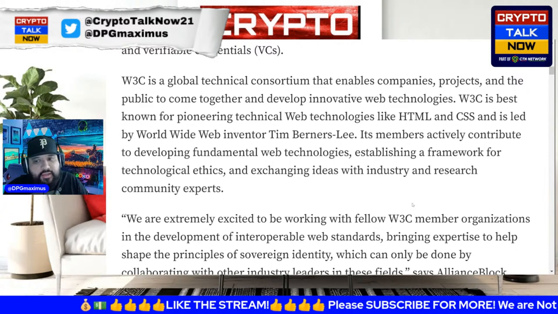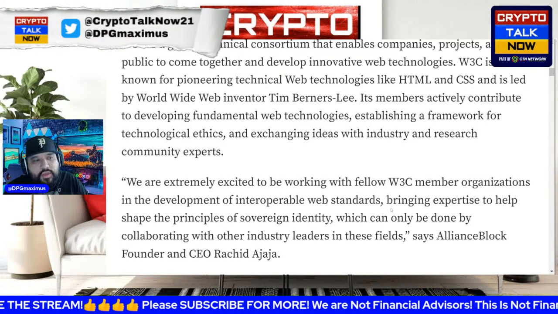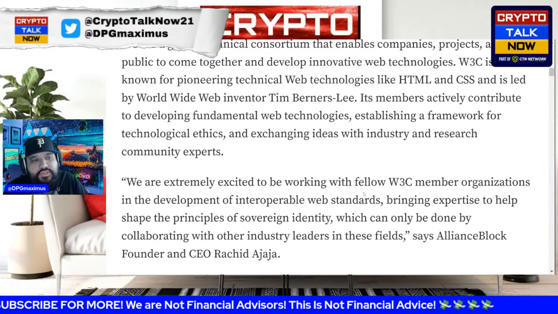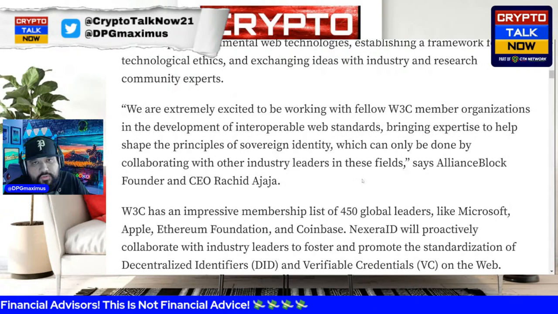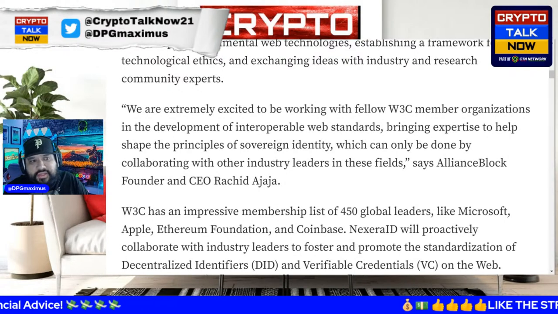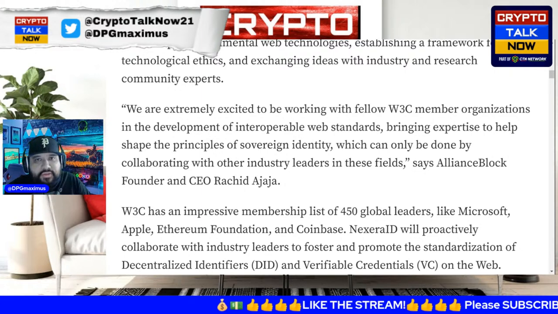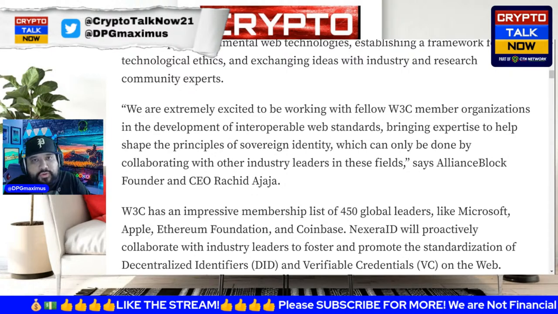Its members actively contribute to developing fundamental web technologies, establishing a framework for technological ethics, and exchanging ideas with industry and research community experts. I mean, if you have something that's original, which obviously Nextera does, and you're teaming up with some of these industry and community experts that are, for crying out loud, pioneers of the whole thing, for me personally, I would want to learn more about that.